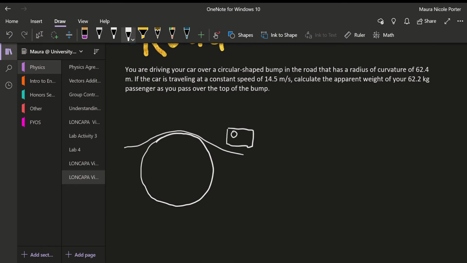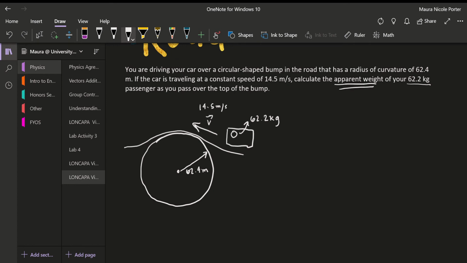So from the problem, we know that the passenger is 62.2 kilograms. The car is moving at a speed of 14.5 meters per second. And then our radius is going to be 62.4 meters. So now that we have our picture drawn, the part A, we are looking for apparent weight.